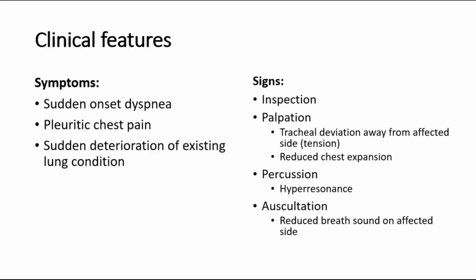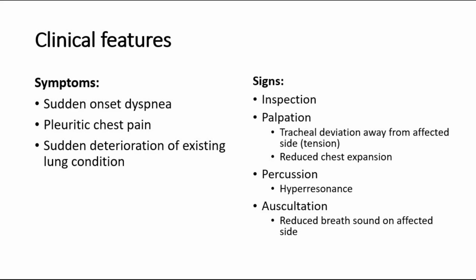For clinical features of pneumothorax, the patient complains of sudden onset of dyspnea, which means sudden onset of difficulty in breathing, pleuritic chest pain, and also for those patients who have existing asthma or COPD, they may present with a sudden deterioration. Also, for mechanically ventilated patients, they may present with hypoxia or an increase in ventilation pressures.